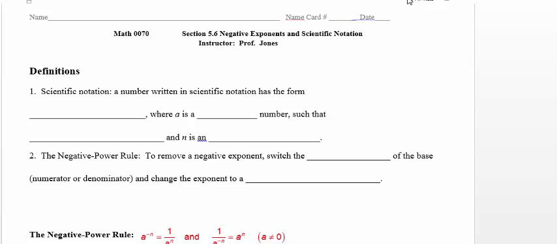Let's look at section 5.6, negative exponents and scientific notation. First, let's look at a few definitions. Let's look at the definition of scientific notation.